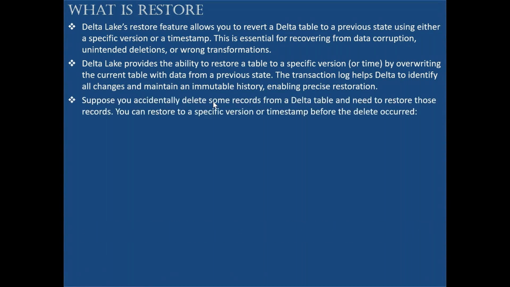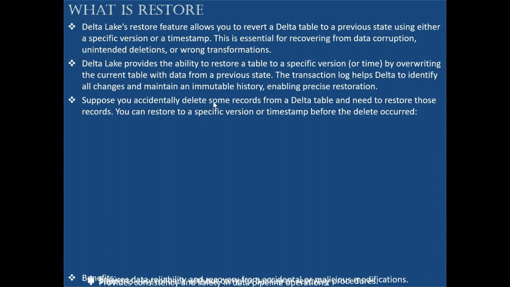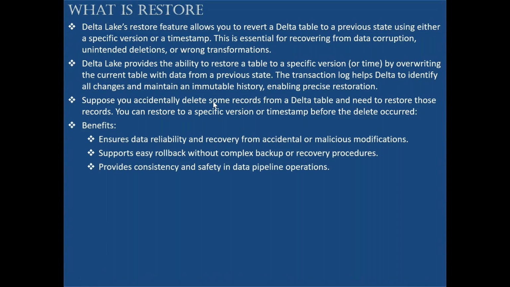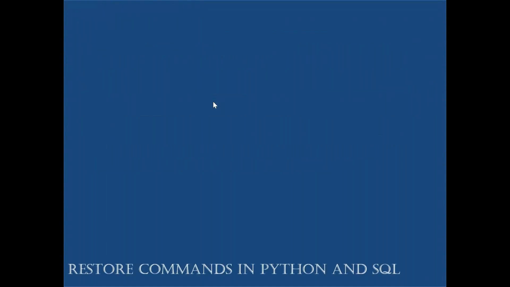Suppose you accidentally delete some records from a delta table and need to restore those records, you can restore to a specific version or timestamp before the deletion occurred. Benefits of this restore: it ensures data reliability and recovery from accidental or malicious modifications, supports easy rollback without complex backup or recovery procedures, and provides consistency and safety in data pipeline operations.